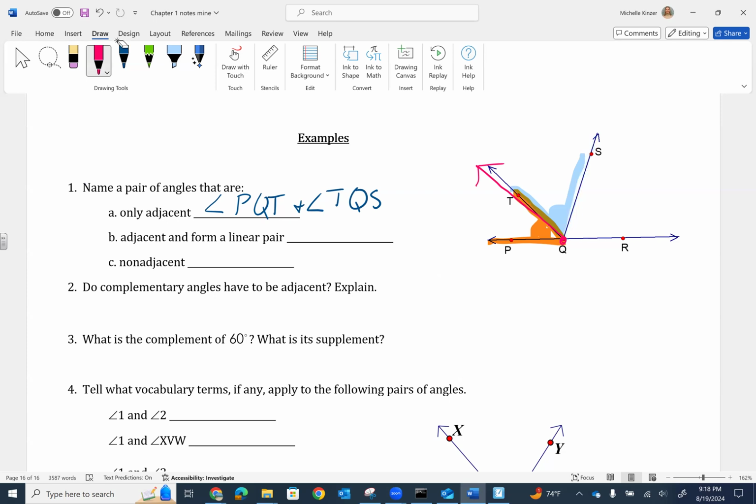What would be another example of angles where you could say they're adjacent and they also make a linear pair? A linear pair means they make a line pair. They make a straight line together. Okay, they make 180 degrees. So they're adjacent and they make a line pair. Well, let's talk about this angle here.